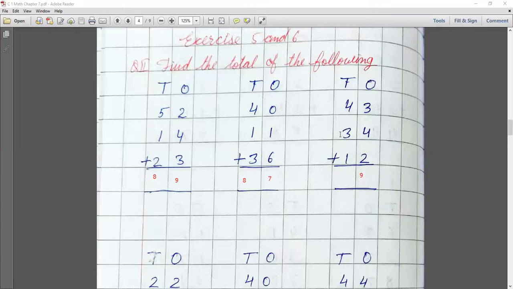Okay, now next is 4 plus 3. 4 plus 3 is equal to what? 4, 5, 6, 7. 7 now. And 7 plus 1. 7 plus 1 is equal to 8. That's why we write 8 here. Is that clear? You got it? Okay, good. Now moving to the next.